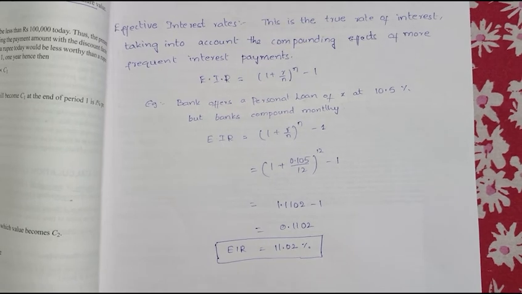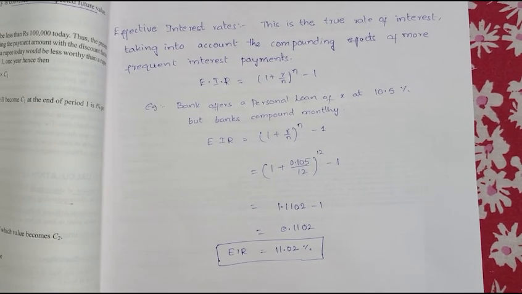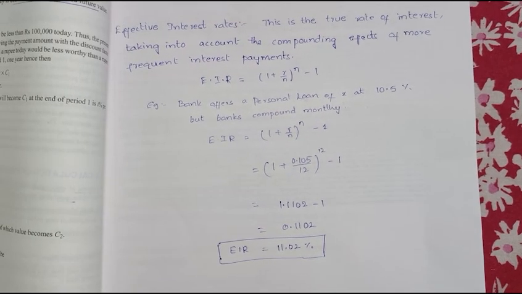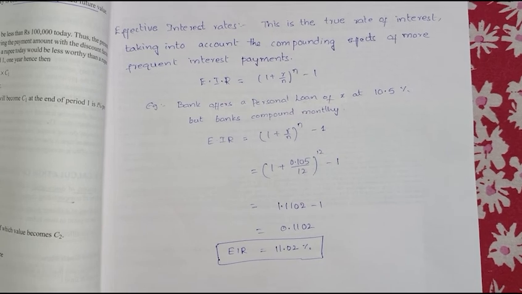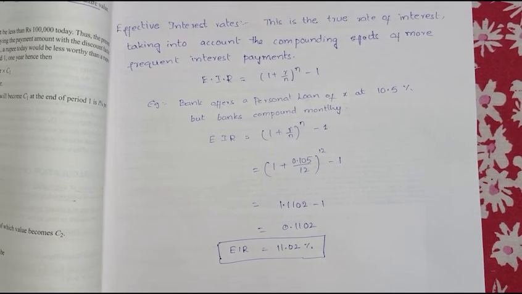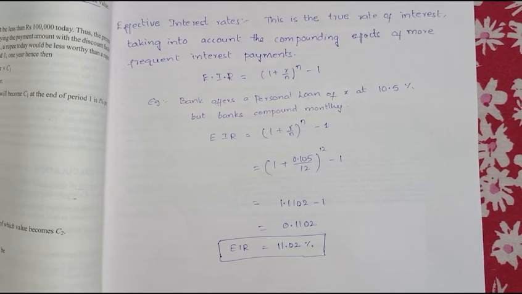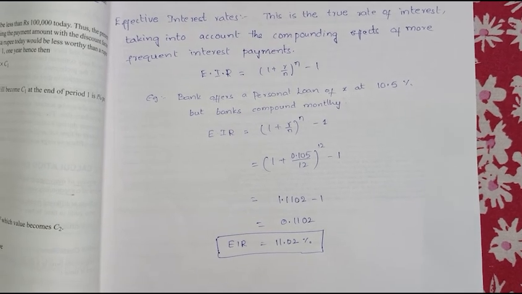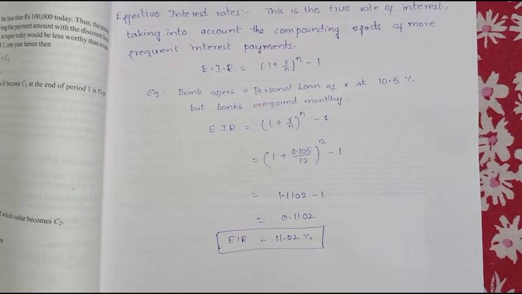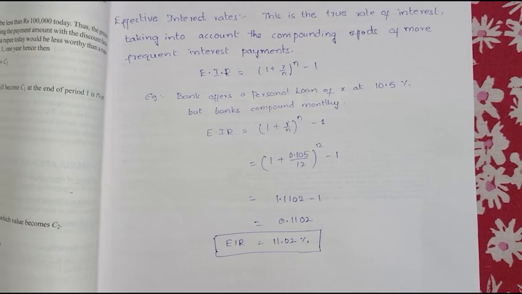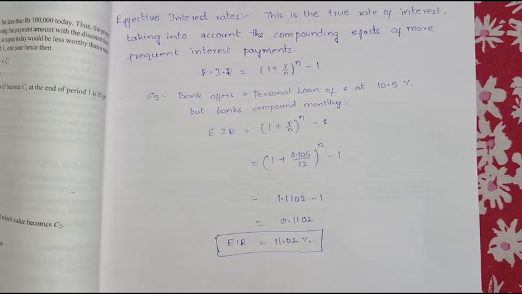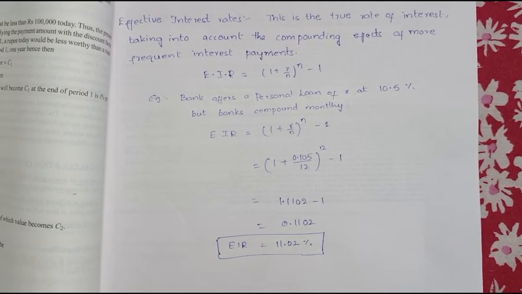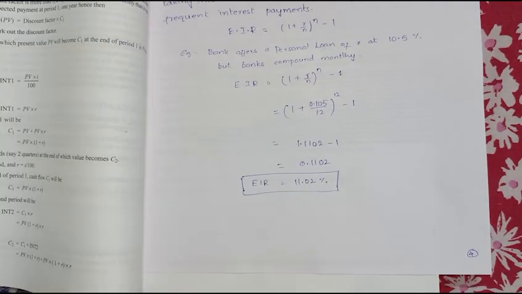EIR equals (1 plus r by n) whole power n minus 1, where r equals 10.5 by 100, which is nothing but 0.105. Here n is 12 because the interest is compounded monthly. So after calculating, 1.1102 minus 1, which is nothing but 0.1102. If we convert this into percentage, the effective interest rate is 11.02%. So even if the bank says 10.5% rate of interest, because of the compounding effect, the effective interest rate becomes 11.02%.